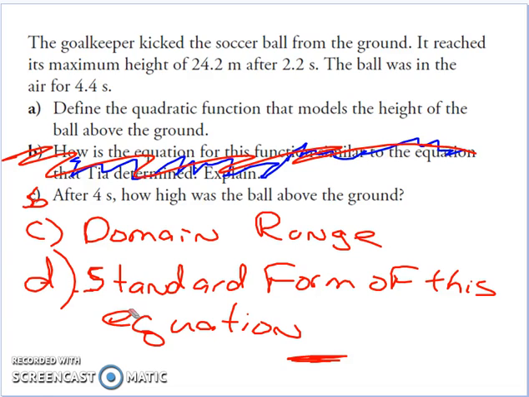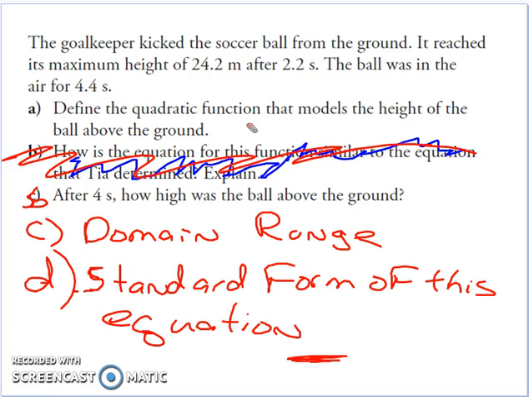This problem is talking about a soccer keeper that kicks a soccer ball. The soccer ball reaches a maximum height of 24.2 after 2.2 seconds, and it hits the ground after 4.4. And we're going to solve this by taking this quadratic, and it says define the quadratic function as it models the height of the ball.